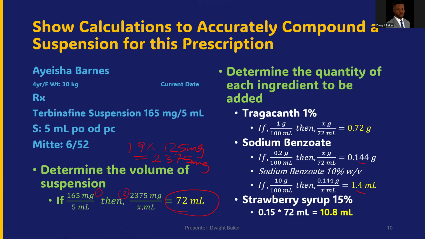Work out the syrup. 10 to 20% is used as a sweetening agent. And so I chose the middle ground, 15%. Once I work that out, I get 10.8 mils of syrup. That is what I'm going to be adding. And now I know that I'm going to be making 72 mils of suspension. I'm going to be adding 0.72 grams of tragacanth. Sodium benzoate 10%, I'm going to be adding 1.4 mils. And for the strawberry syrup, I'm going to be adding 10.8 mils to sweeten.